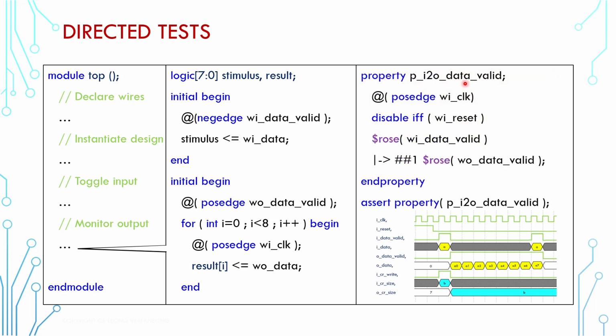This assertion checks the relationship between input and output data valid. It says when input valid is up, output valid must be up 1 clock later. If we change the design spec where output is delayed, it's easy to locate this property and fix the assertion, as compared to one big piece of code.